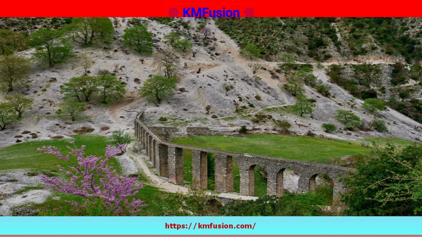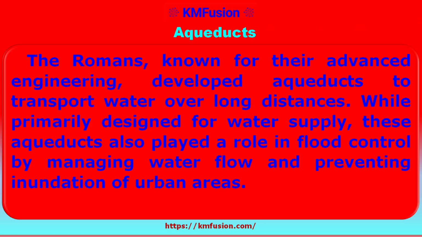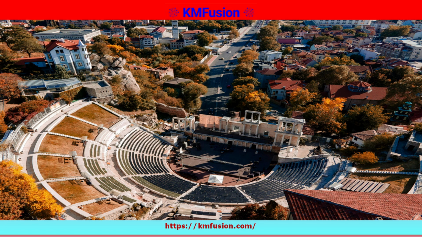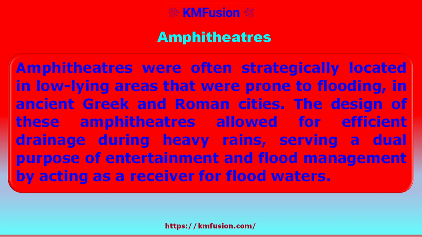Aqueducts. The Romans, known for their advanced engineering, developed aqueducts to transport water over long distances. While primarily designed for water supply, these aqueducts also played a role in flood control by managing water flow and preventing inundation of urban areas. Amphitheaters for flood-prone area management. Amphitheaters were often strategically located in low-lying areas that were prone to flooding, in ancient Greek and Roman cities.